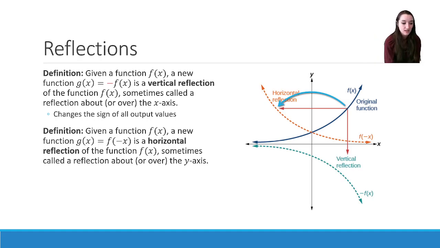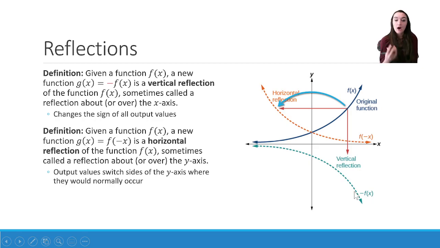So we can see that this original function would then just be flipped directly over the y-axis, in the same way that it was flipped over the x-axis for the vertical reflection. So output values switch sides of the y-axis. So if they were on the left, they end up on the right, and vice versa. But again, those values did not change. It just changed when they occurred.